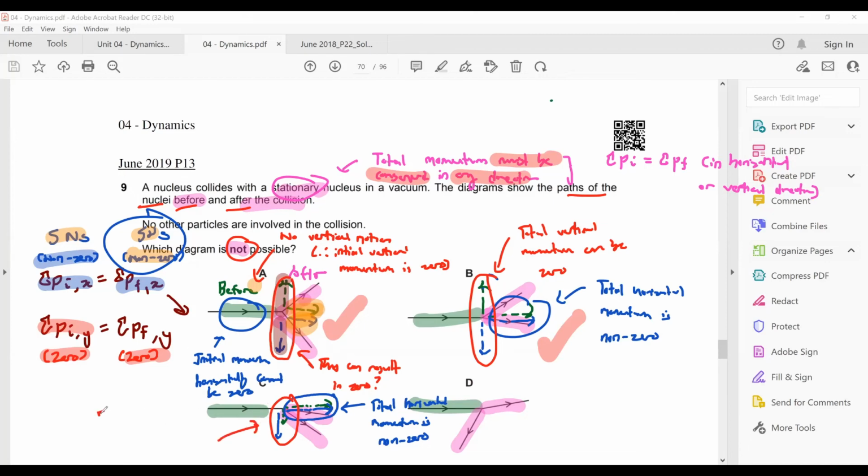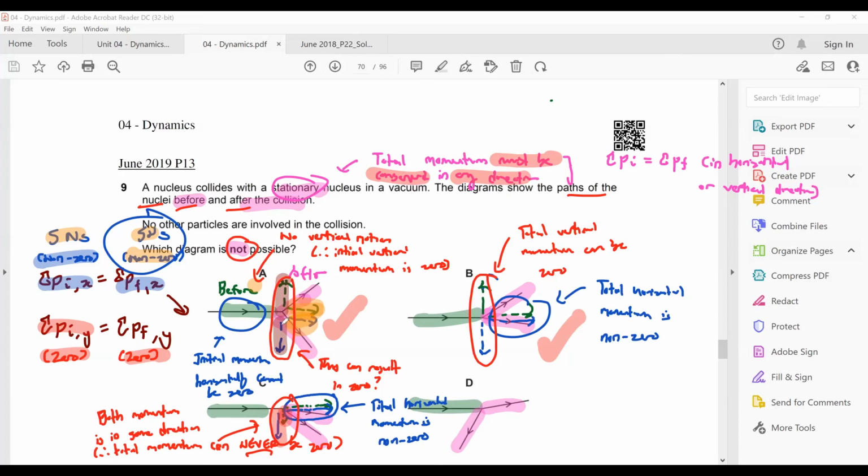So you see here, both momentum is in same direction. So the total momentum can never be 0. All right. You see, because both momentum right now, the green arrow and the blue arrow, they are both pointing downwards. If you were to add them out, they will never ever become 0.